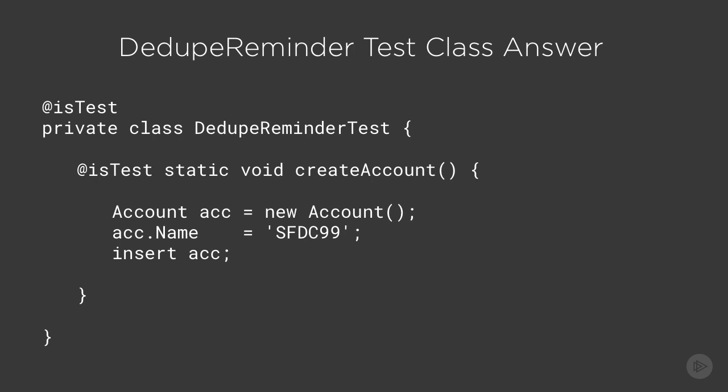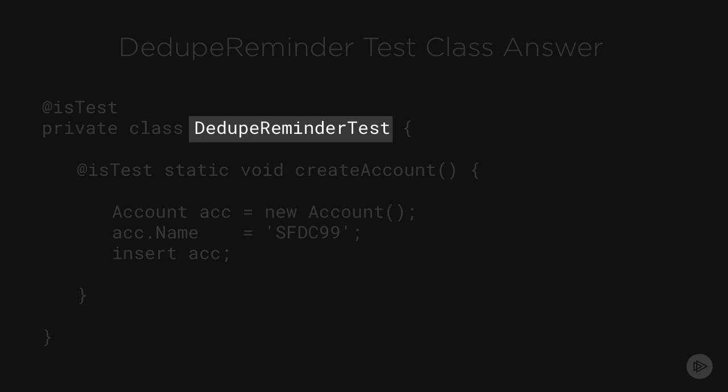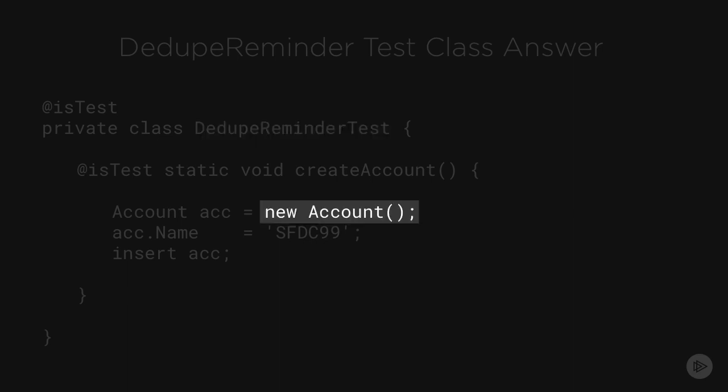Here's what your code should have in common with mine. You should have the same dedupe reminder test name. You should be creating a new account record in your code. You need to update the account name field, and you need to insert your account variable.